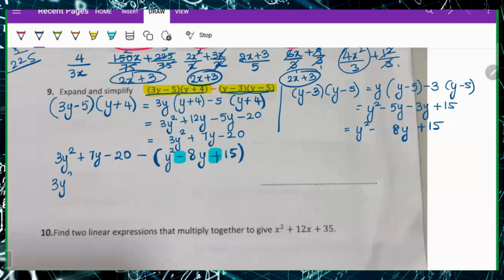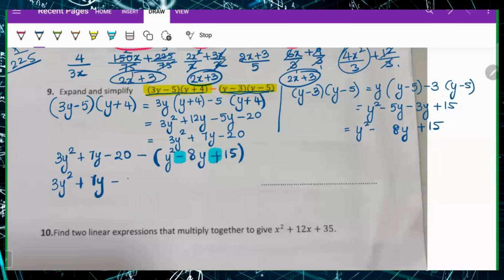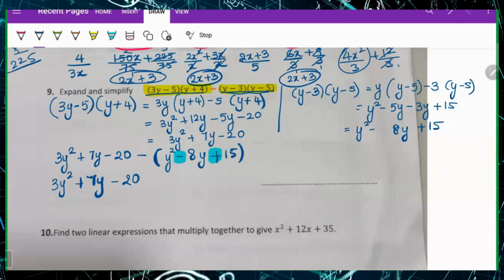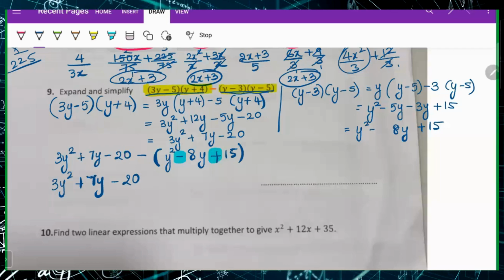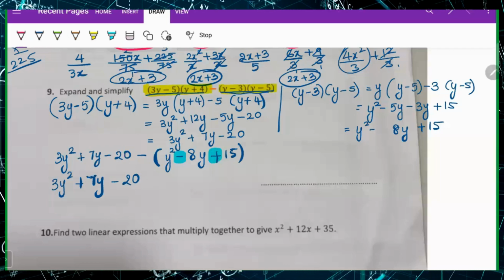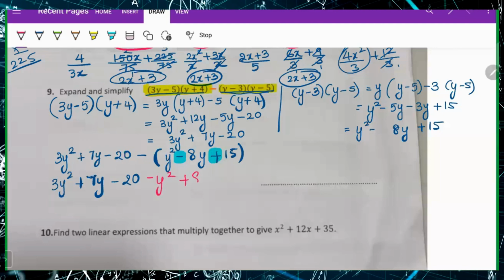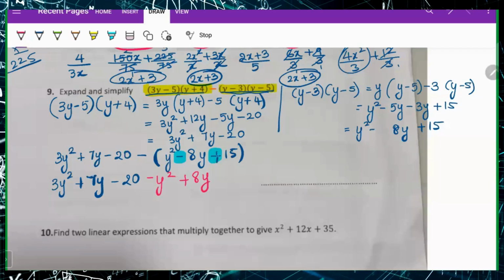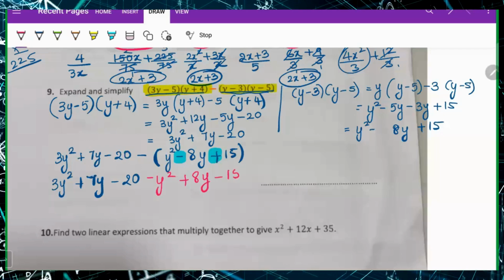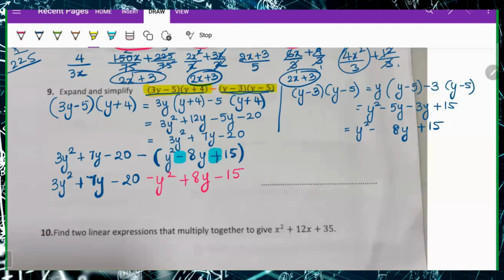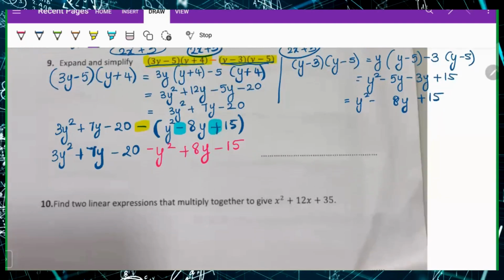So you will have 3y square plus 7y minus 20. Again, see, this is positive y square, that will become a negative y square now. This is a negative 8y, I will have to write positive 8y. Plus 15 will now become minus 15. And who's causing all of this? The minus sign which is here.